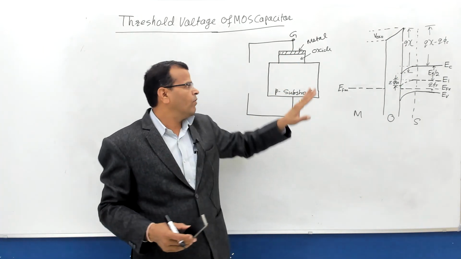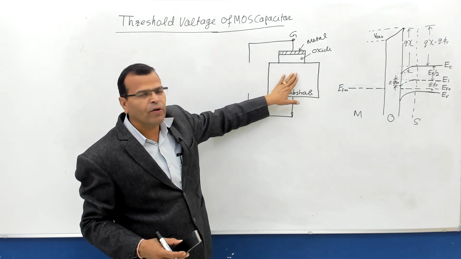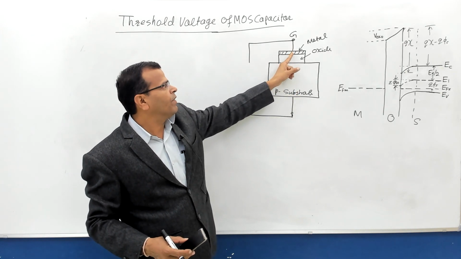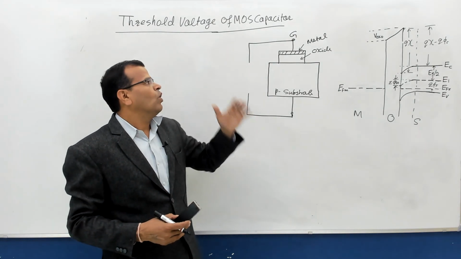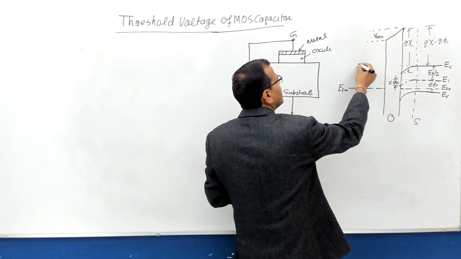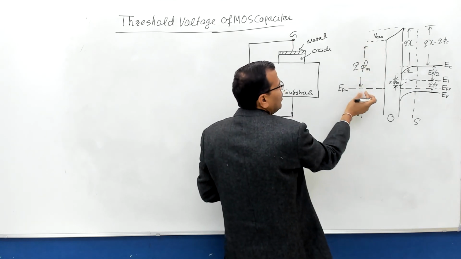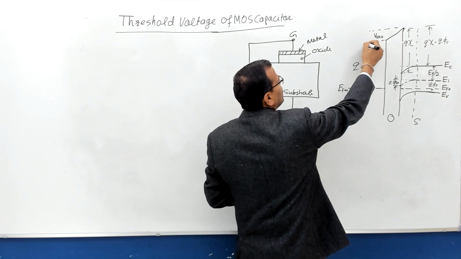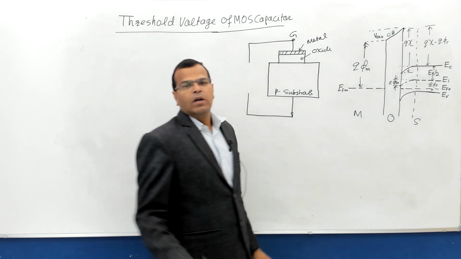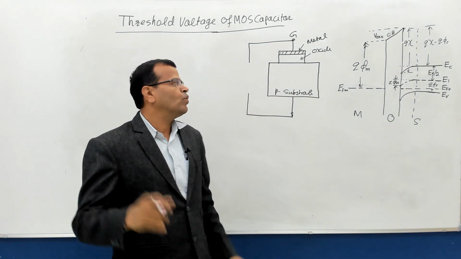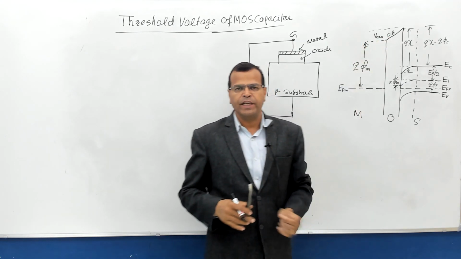metal. The work function of silicon with P substrate, with acceptor type of impurity, is more than the work function of metal here. What is the work function? Just a revision of that. Work function is nothing but the energy required to move an electron from the Fermi level to the conduction band. This is the conduction band of the oxide. Work function is the energy required to move the electron from the Fermi level to the conduction band of oxide.